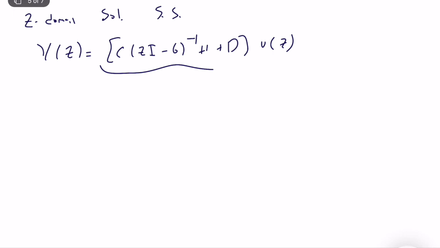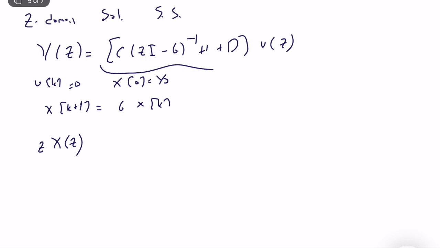Now let's try to analyze the initial condition response, where u of k is equal to 0, but x of 0 is equal to x naught. In that respect, we can write the equation as x of k plus 1 is equal to G times x of k. That's it. So if we take the transform, we can say that it is equal to z times X of z.